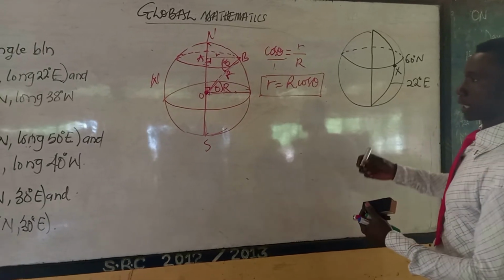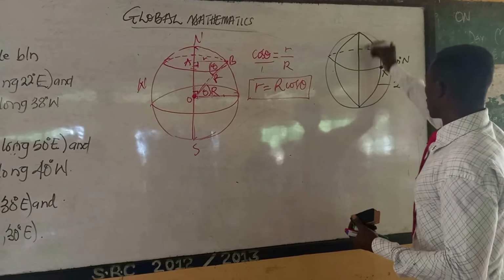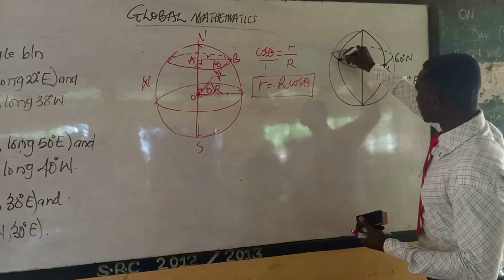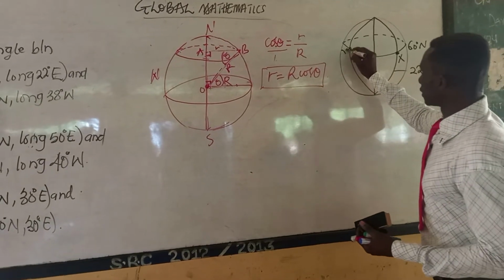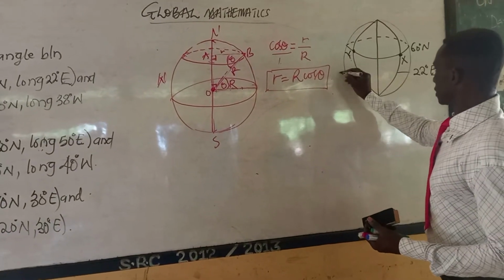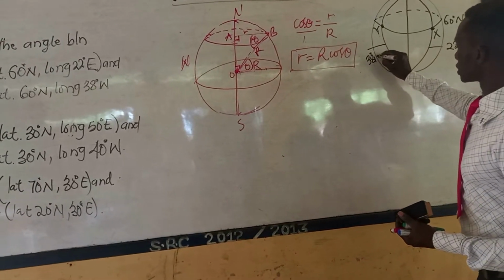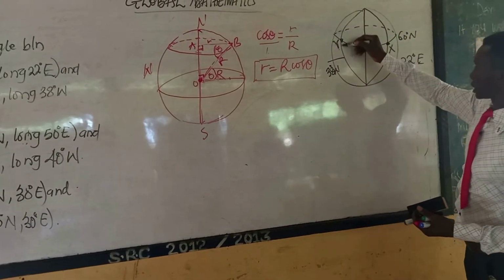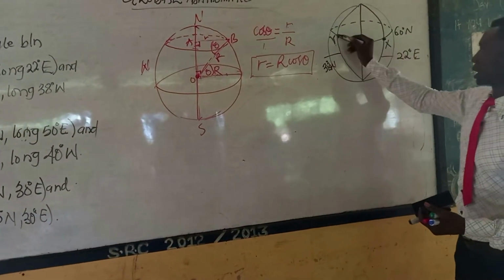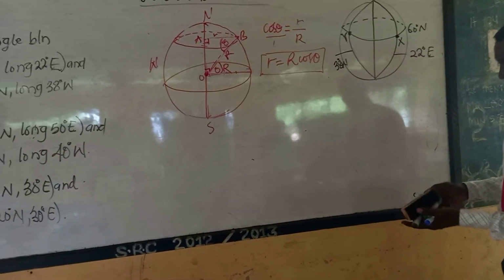But this one is longitude 38 degrees west. Where the west meets the latitude will be the point that we are talking about, point y, which is this one, 38 degrees west. They meet here. The longitude 38 degrees west meets the latitude at this point. So this point is y. Now, how do you find the angle between them?